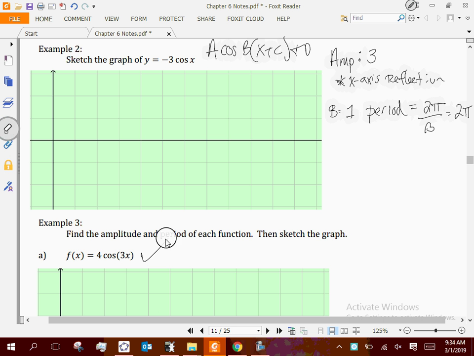Okay. Are there any horizontal shifts? Phase shifts is what we usually call them. Not applicable on this one, right? Vertical shifts, not occurring, okay?